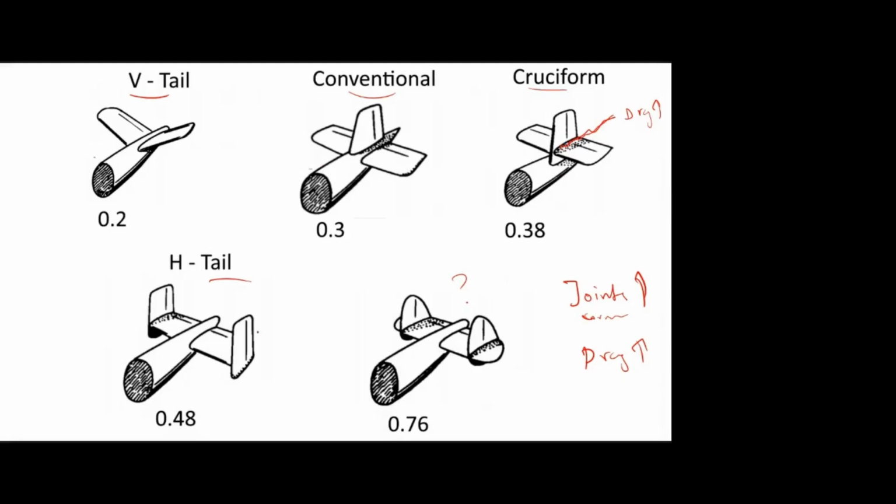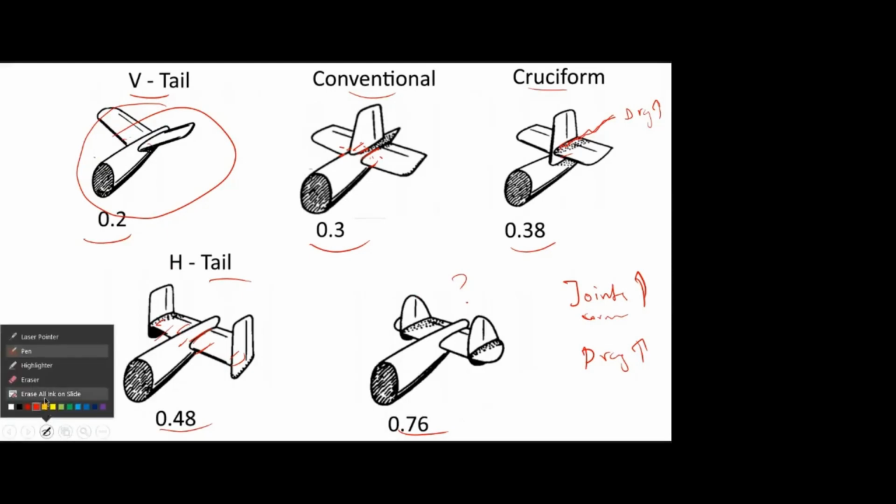Now you can see compared to this configuration, this V tail has fewer joints. Okay, here only 2 joints. Here 3 joints and corners. If you see 1, 2, 3, 4, 5, 6 corners. Okay, like that. Here it is further increased. Here it is further increased. Here 1, 2, 3, 4, 5, 6, 7, 8 corners. Here it is around 12 corners, I think. So as joints and corners increase, drag also increases. You can see 0.2, 0.3, 0.38, 0.48, 0.76. The drag is increasing.